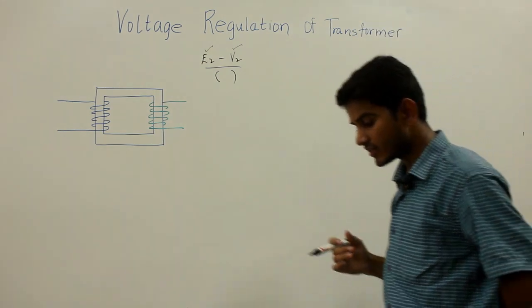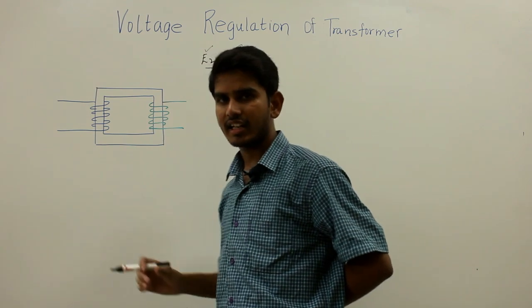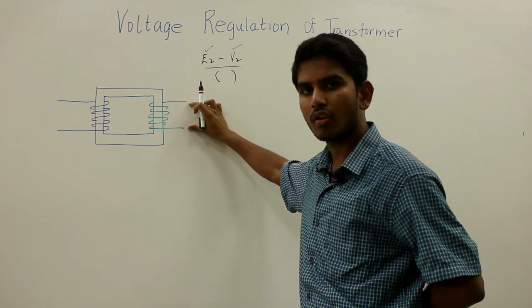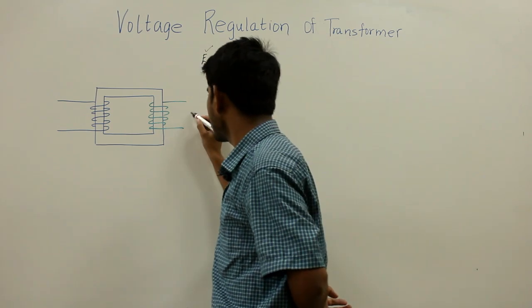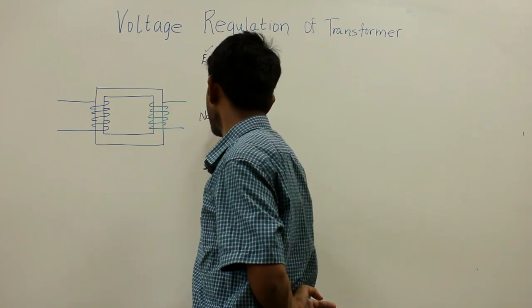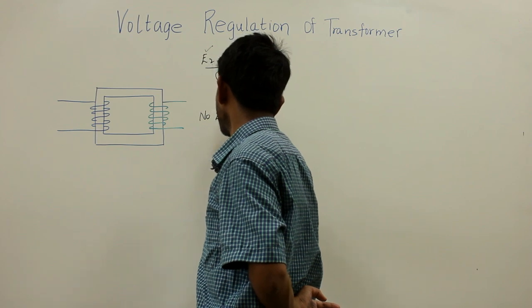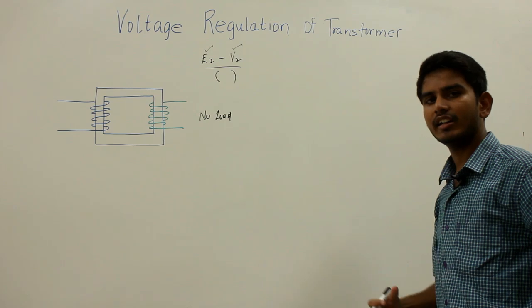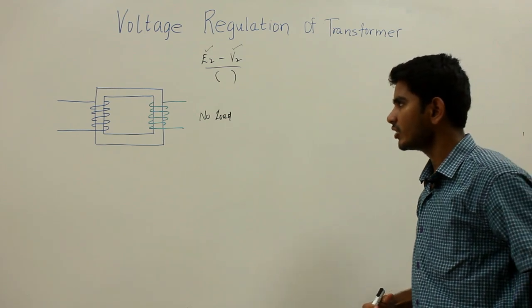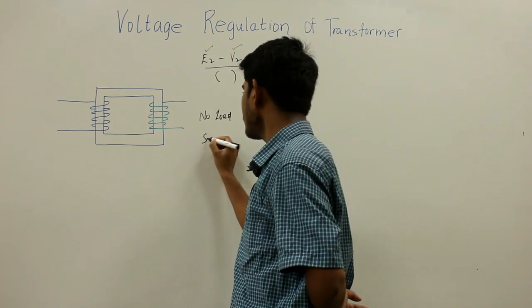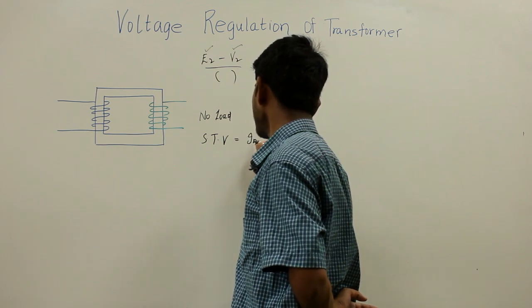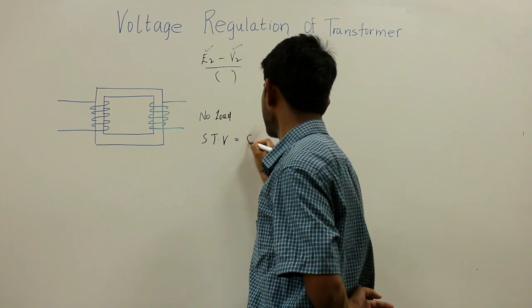So let us now consider a transformer with its secondary circuit open. The secondary circuit open means that no load is connected to the secondary terminals. So when there is no load connected to the secondary terminals of a transformer, the secondary terminal voltage will be equal to the secondary induced EMF.